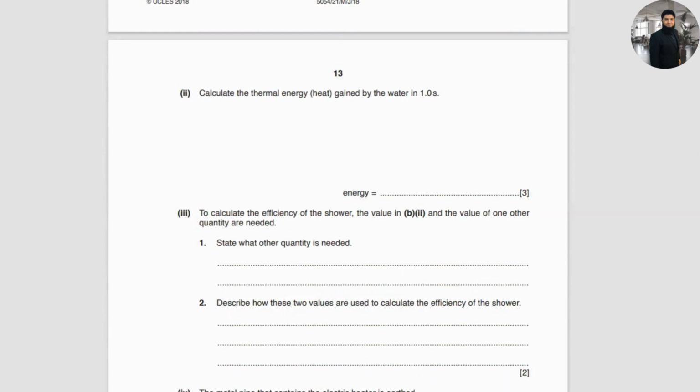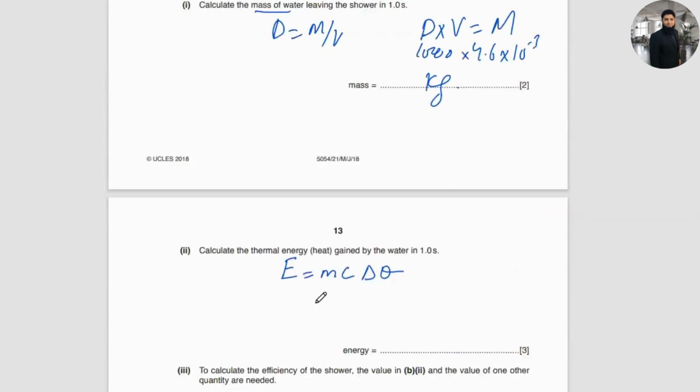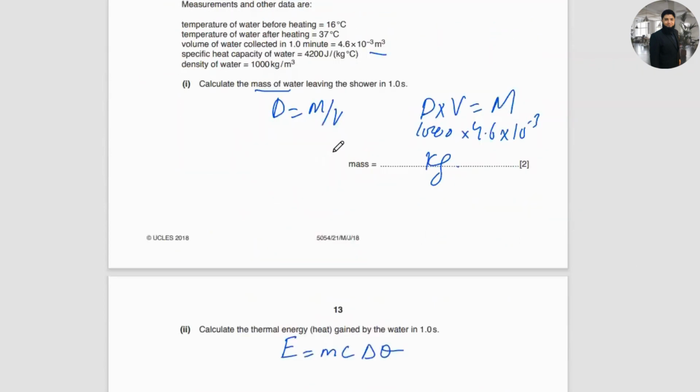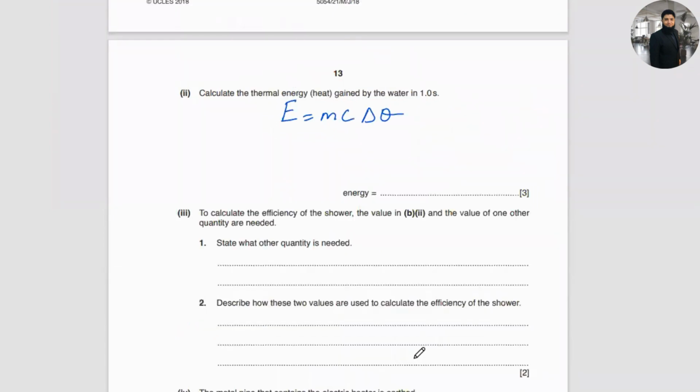ठीक है, calculate the thermal energy gained by water in 1 second. अब आपको thermal energy निकालनी है तो it's a very simple one. आप simple जो है वो is equal to m c Δθ लिख लेंगे. m आपने निकाला हुआ होगा ऊपर से, specific heat capacity आपको दी हुई है 4200 joules, और change in temperature आप 37 में से 16 minus कर देंगे तो आपके पास energy आ जाएगी joules में.